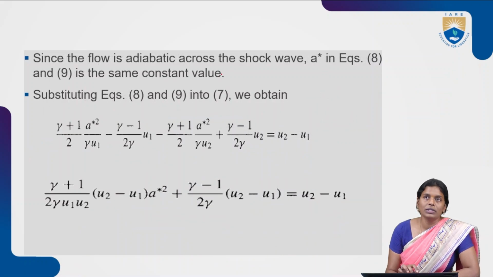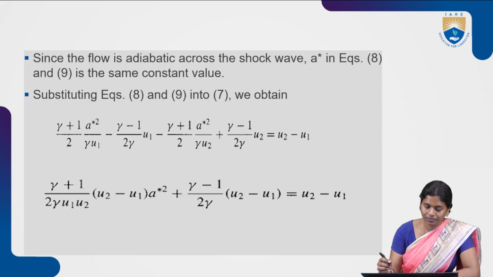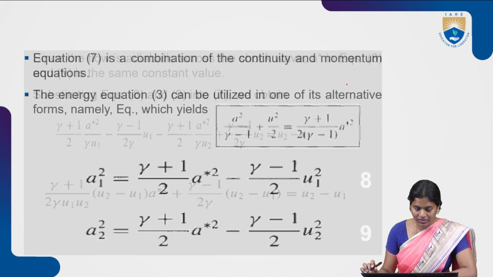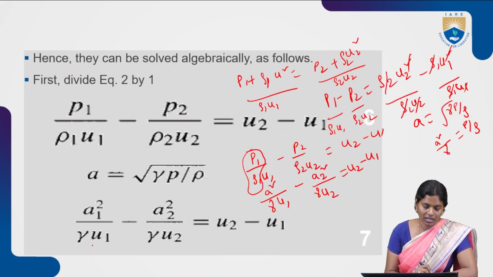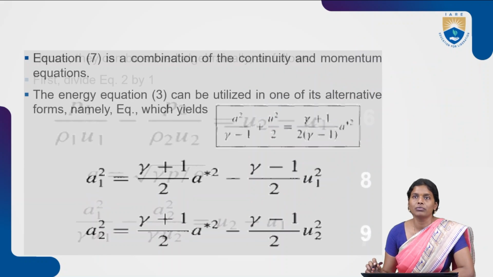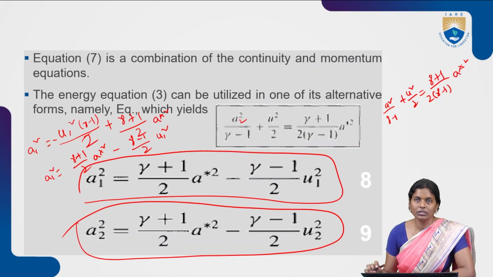Now since the flow is adiabatic across the shock wave, A star in equations 8 and 9 will have the same constant value. Now substituting equations 8 and 9 into 7, what we will be getting is, the seventh equation: A1 square by gamma U1 minus A2 square by gamma U2 equal to U2 minus U1. We know the A1 value and A2 value, so we will be putting those values into that expression.